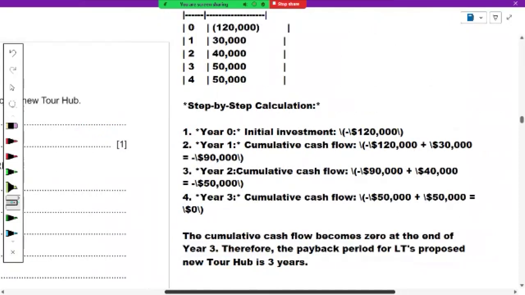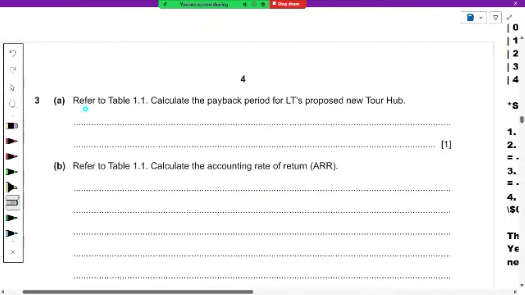Okay, so now let's see the other question. Refer to table 1.1, calculate the accounting rate of return.